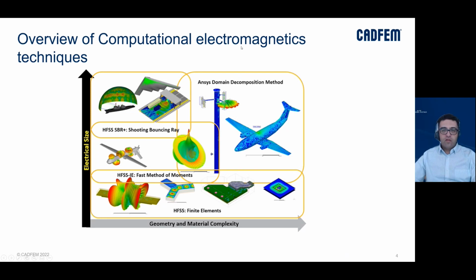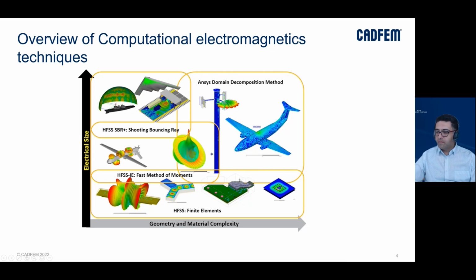So that's an overview of computational electromagnetics from the HFSS point of view, but that's not limited to HFSS. Most commercial products have more or less the same solvers. On the x-axis, we have geometry and material complexity. As you go along the x-axis, material and geometry complexity increase. And on the y-axis, we have electrical size. As you go up the y-axis, electrical size increases. And as explained before, electrical size is geometrical size divided by wavelength. So here is usually where the electromagnetic field is created, so here you want the most accurate method.